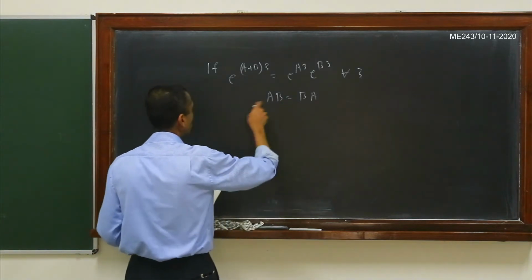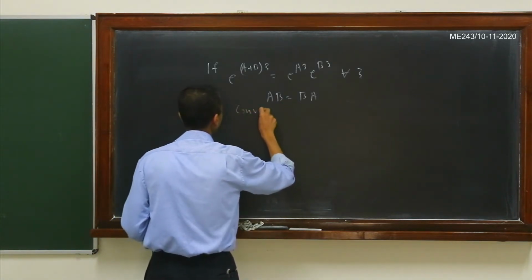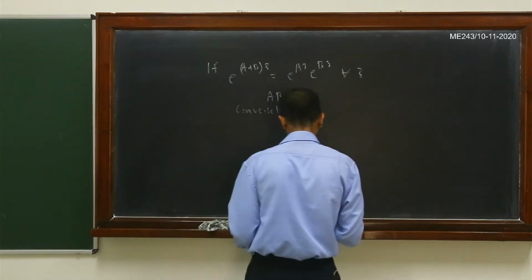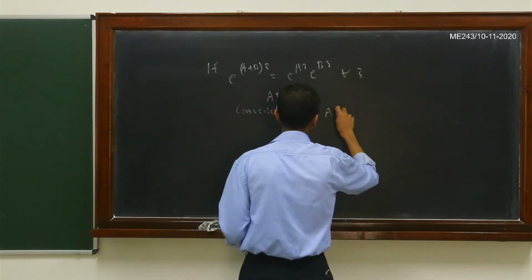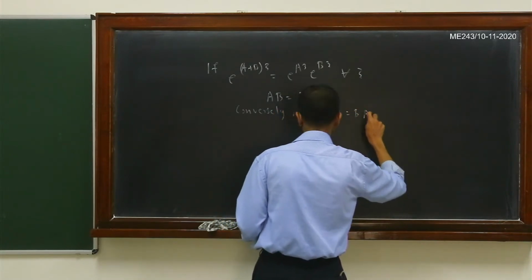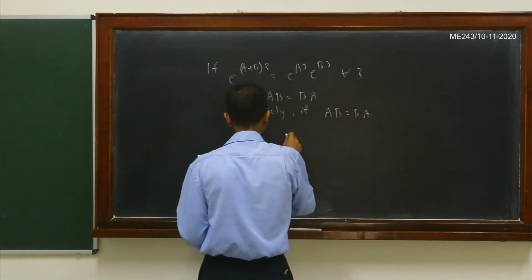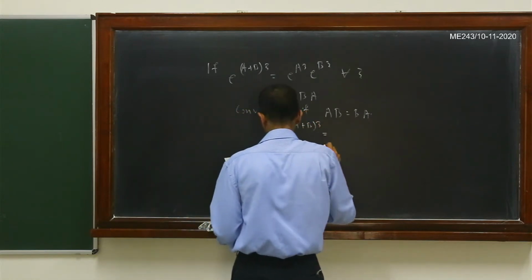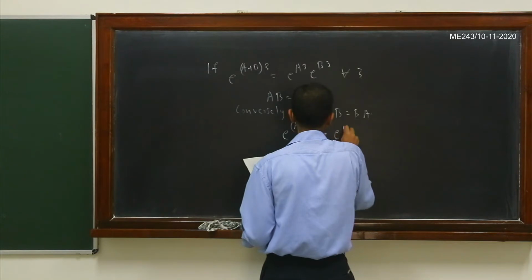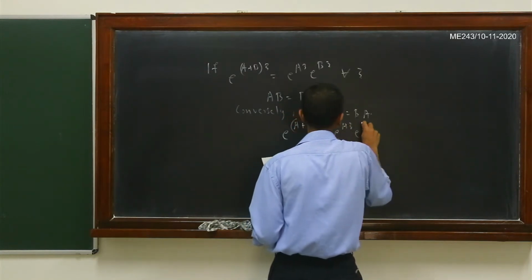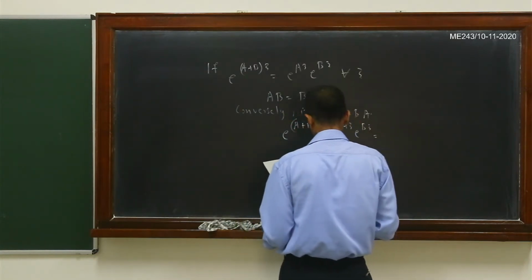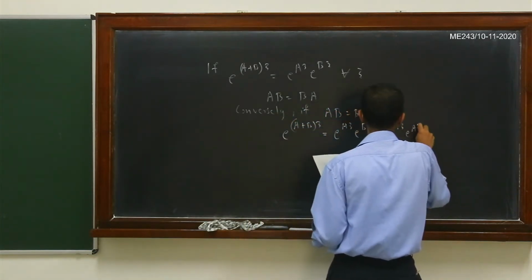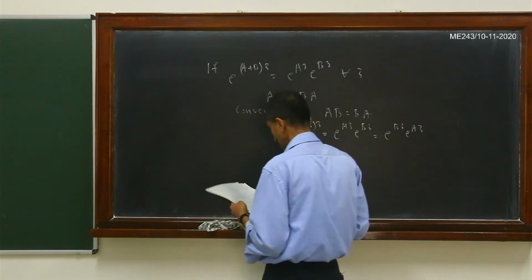And then we also showed that conversely, if AB is equal to BA, then e to the (A plus B) times xi is equal to e to the A xi e to the B xi, which is also equal to e to the B xi e to the A xi. Okay, so we have seen this result.